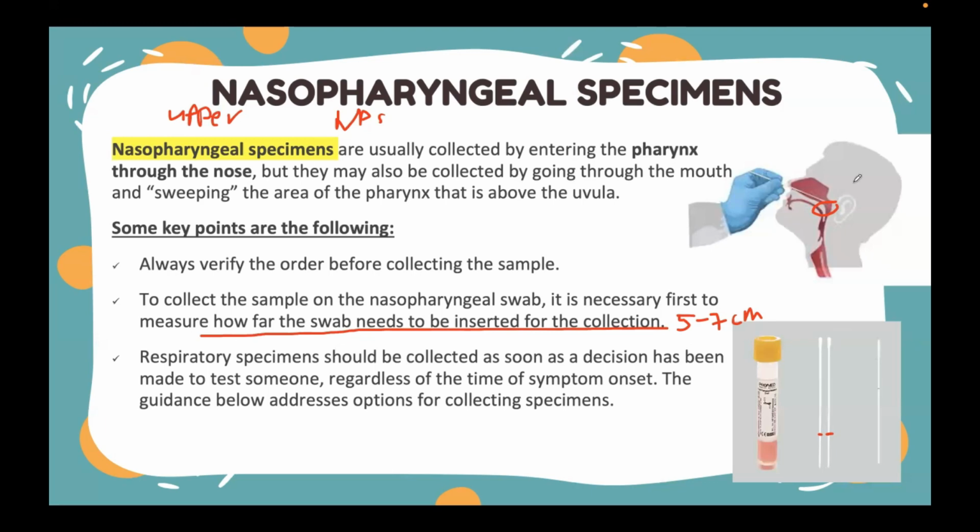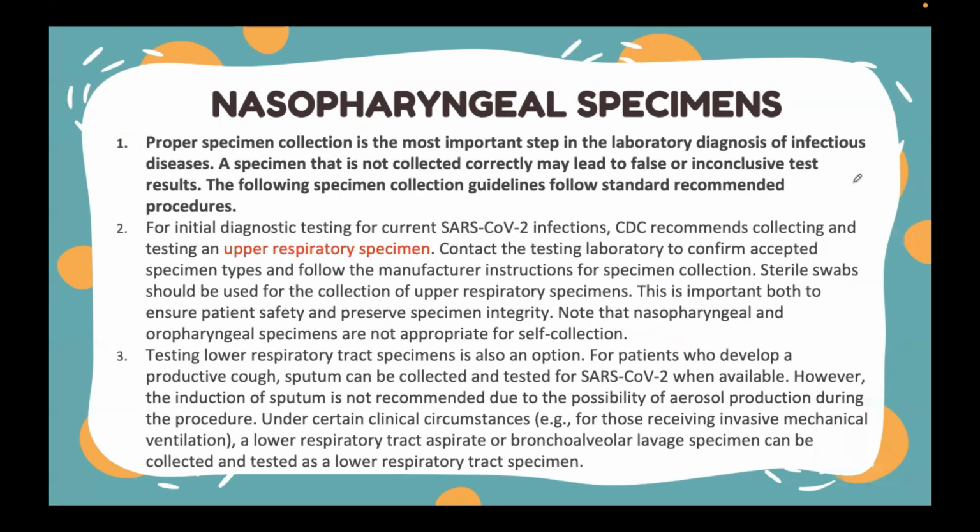Respiratory specimen should be collected as soon as a decision has been made to test someone, regardless of the time of symptom onset. The guidance below addresses options for collecting specimens. So for your nasopharyngeal specimen, important na trained po yung gagamit at gagawa noong procedure. Okay, proper specimen collection is the most important step in the laboratory diagnosis. Kasi pag mali yung pag-collect natin, it will affect your pre-analytical phase. So for initial diagnosis po ng ating SARS-CoV-2 infection, dapat upper respiratory specimen po yan. So it includes your NPS and OPS.